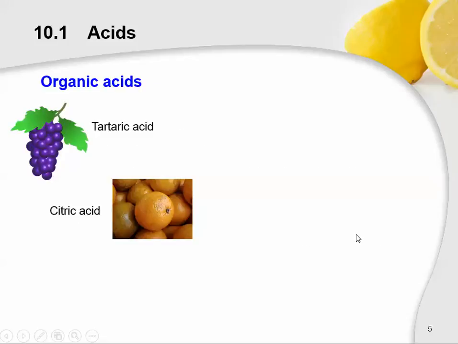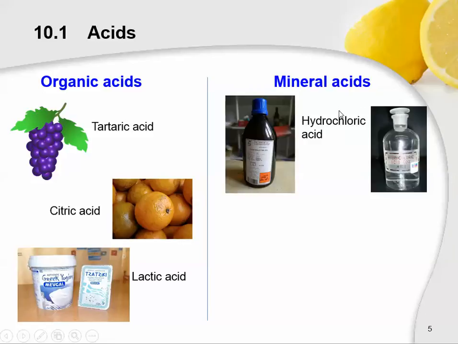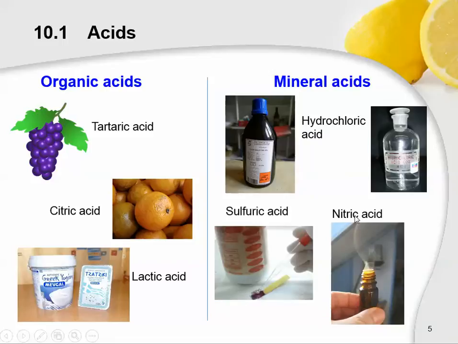Now, what is an acid? Examples of commonly seen acids are tartaric acid in the grapes, citric acid in oranges, and lactic acid in yogurt. The commonly seen acids in the lab as bench reagents are hydrochloric acid, nitric acid, and sulfuric acid.